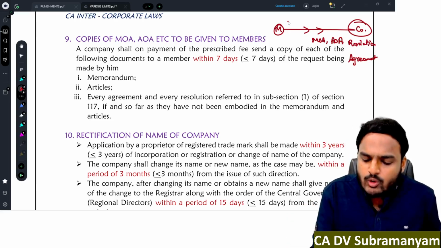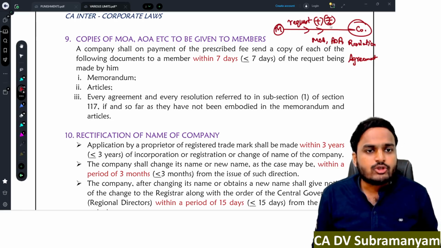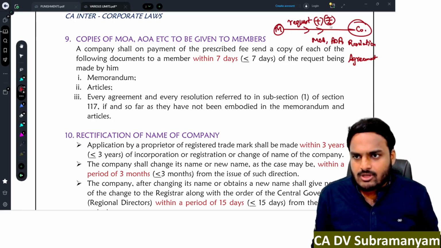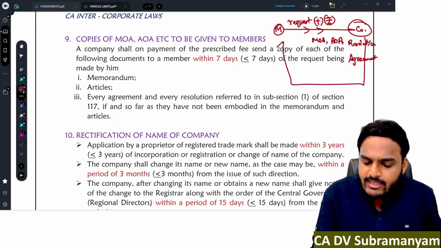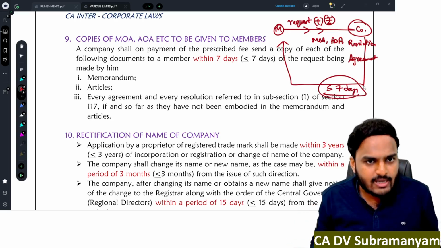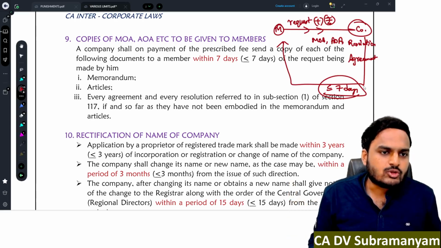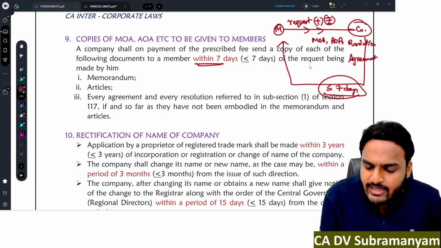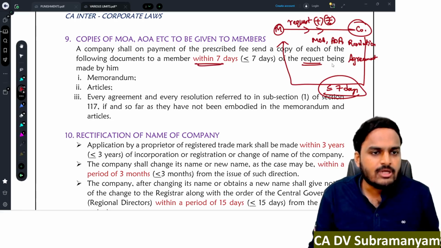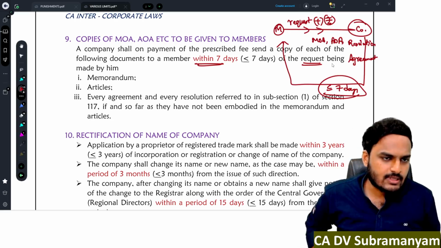Here, request alone is not sufficient. Along with the request, the member has to deposit sufficient money. So after these two conditions get satisfied, the company, within 7 days of the written request and receipt of money, has to furnish the information to the requested member. So here the time limit is within 7 days of the request made by him, the company shall provide the following information to the requested member.